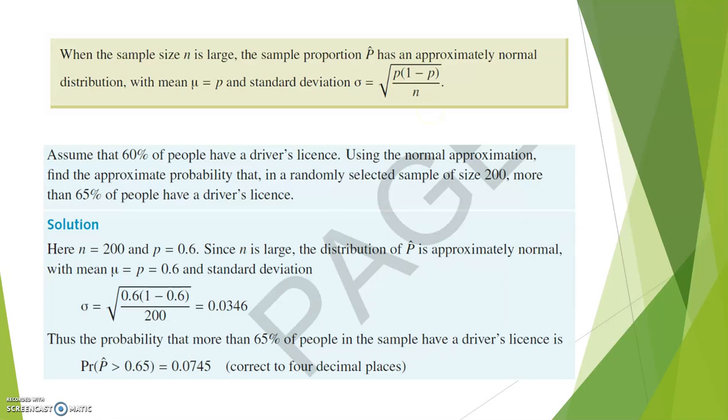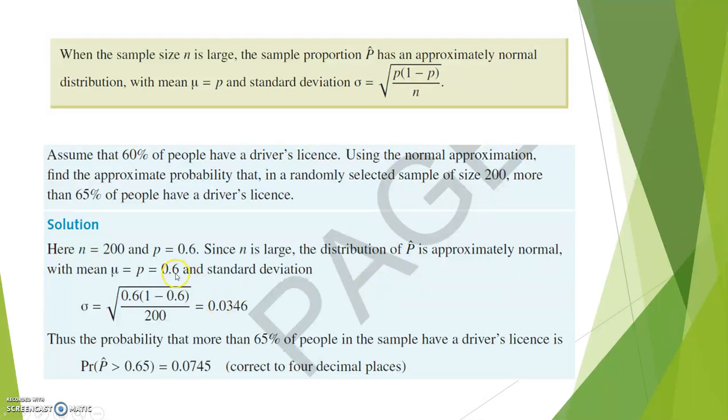So let's look at this problem now. Say we know that 60% of people have a driver's licence. We're going to use a normal approximation now to find the approximate probability that in a randomly selected sample of size 200, more than 65% of people have a driver's licence. In this problem, n is 200 and p, the population proportion, is 0.6. Since the sample size is large, we can approximate this distribution using a normal distribution.